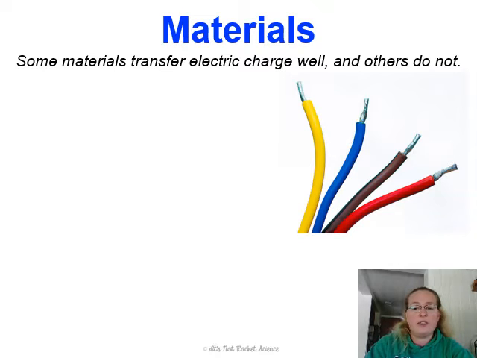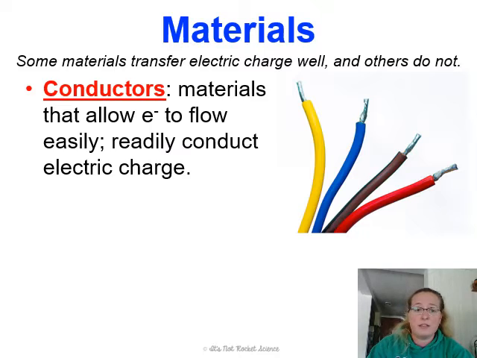All right, different kinds of materials. Some materials transfer electric charge well, and others do not. A conductor is something that conducts electricity well. Conductors are materials that allow electrons to flow easily. They readily conduct electric charge.